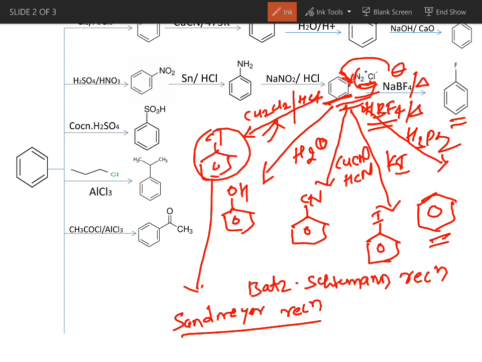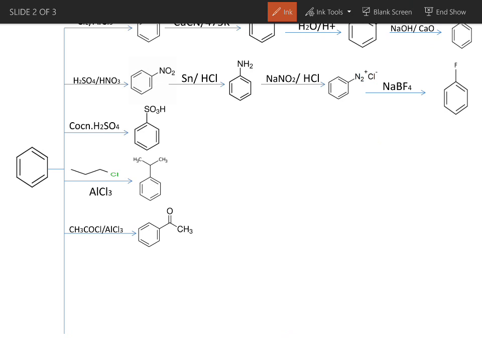So you need to remember many reactions with benzene diazonium chloride. In this case, they have asked only conversion of benzene diazonium chloride with sodium fluoroborate, and the product formed here is fluorobenzene.